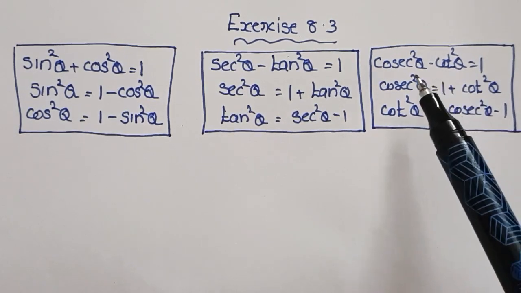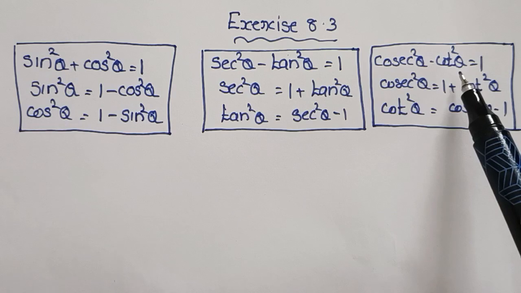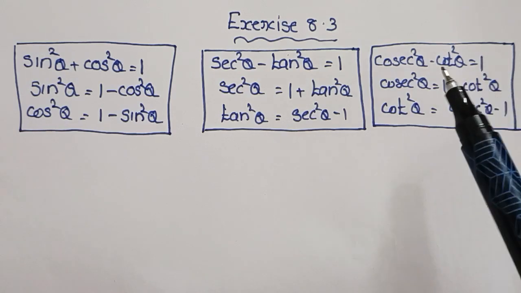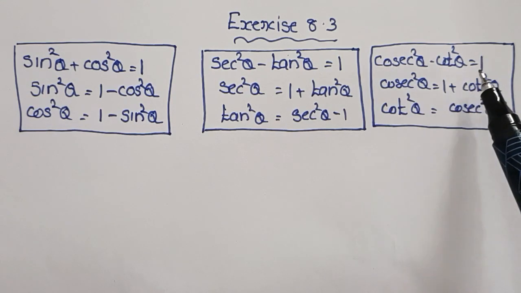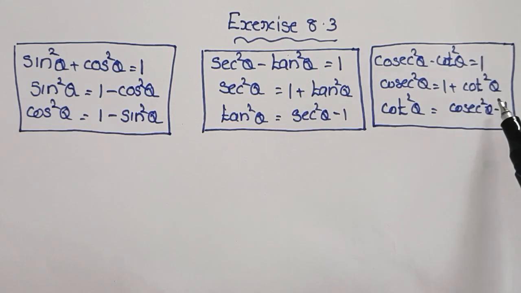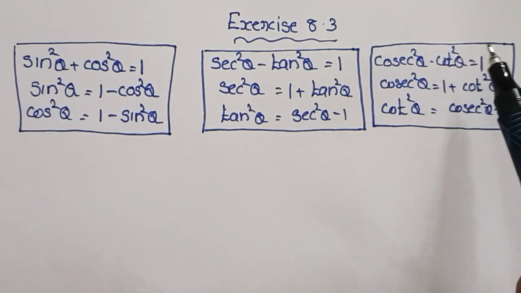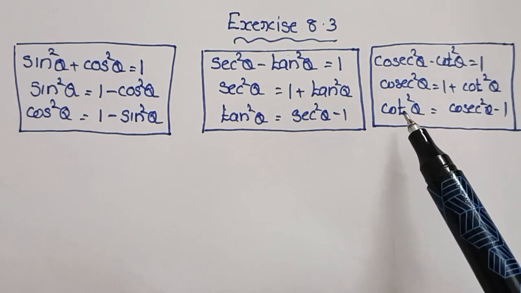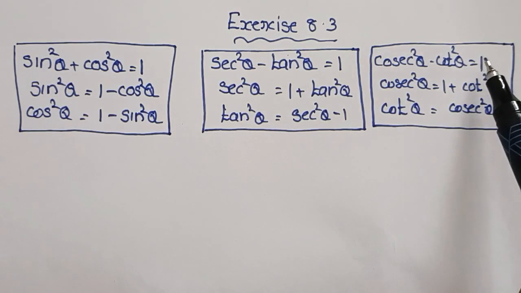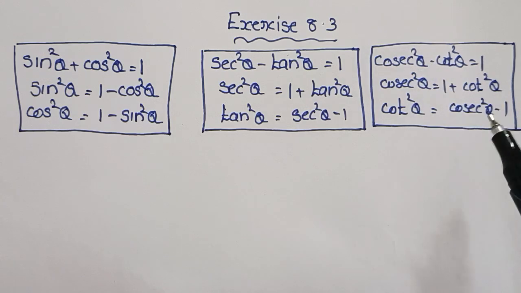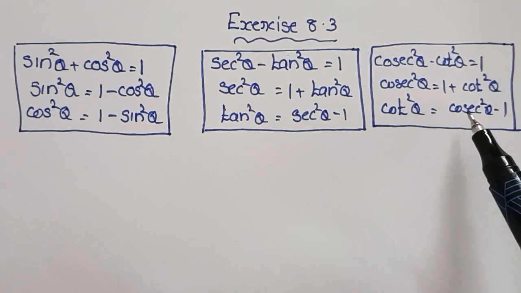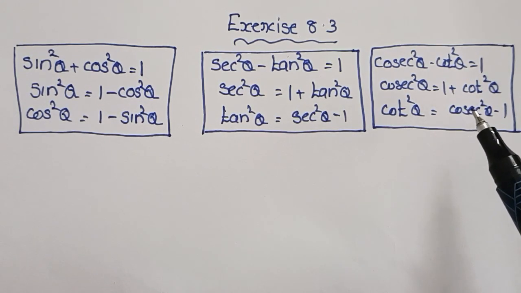Next, cosec square minus cot square theta equal to 1. Cosec square equal to 1 plus cot square theta. Okay, cosec square theta equal to 1 plus cot square theta, and cot square theta equal to cosec square theta minus 1. Okay, these are the very important identities.